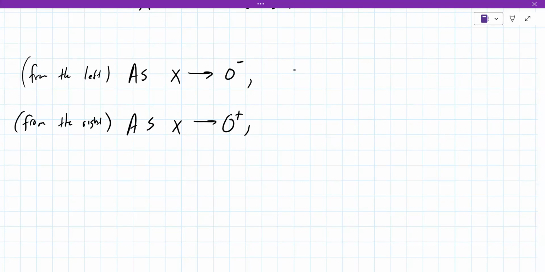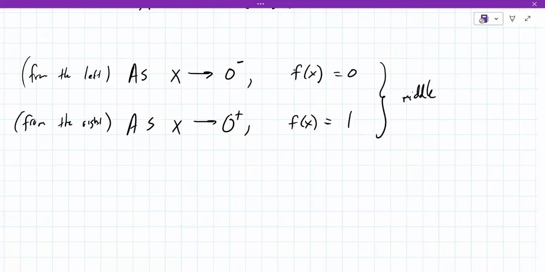So the thing that was a little odd about this one is that from the left, f of x or y was 0. And from the right, it was a different number. It was 1. They were different in the middle behavior, which is okay. I mean, that's allowed. If you take calculus someday, you'll talk more about limits and the existence of limits, but this is everything for that.